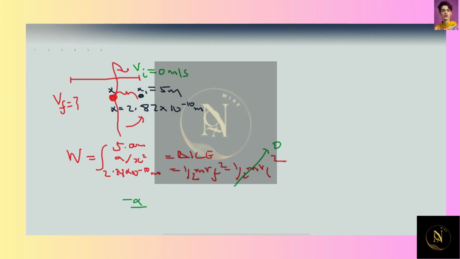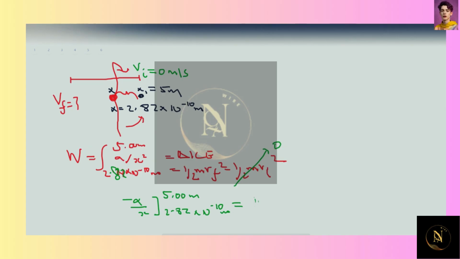When we do that, we get negative alpha over x. The limits of integration are 2.82 times 10 to the negative 10 meters up until 5.00 meters. And that gives us equals, not negative 1/2, but just 1/2 m v final squared. So I'm going to simplify. Oh no, I need to erase that.